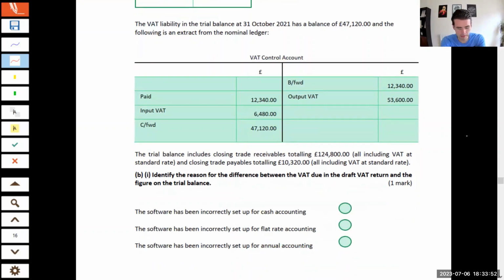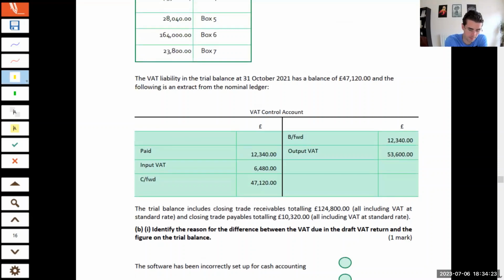Now, it says the trial balance includes closing trade receivables totaling £124,800, all including VAT at the standard rate, and closing trade payables totaling £10,320, all including VAT at the standard rate. It's then saying, identify the reason for the difference between the VAT due in the draft VAT return and the figure on the trial balance.